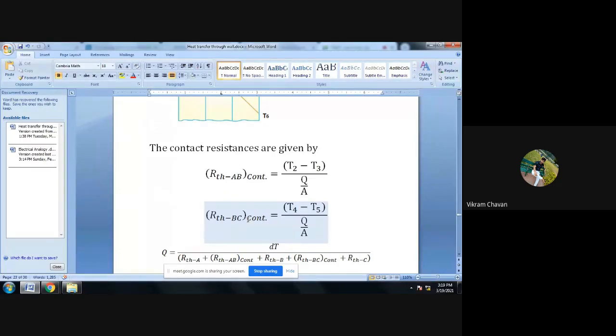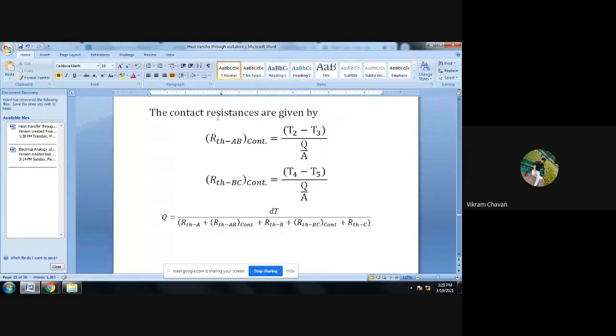Now, what will be the complete equation for the heat transfer in this case? If you are considering the thermal contact resistance, how can we determine the total heat transfer rate if the thermal contact resistance is a given quantity in the problem? In that case, we have to use this formula. This is the generalized formula for three walls having two thermal contact resistances.